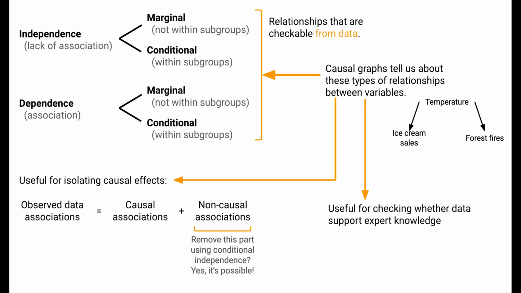Second, we'll be able to use statistical methods to check whether our data are consistent with the expert knowledge encoded in our causal graphs. This will help us check our assumptions, update our knowledge, and choose between several possible hypotheses for how the world works.